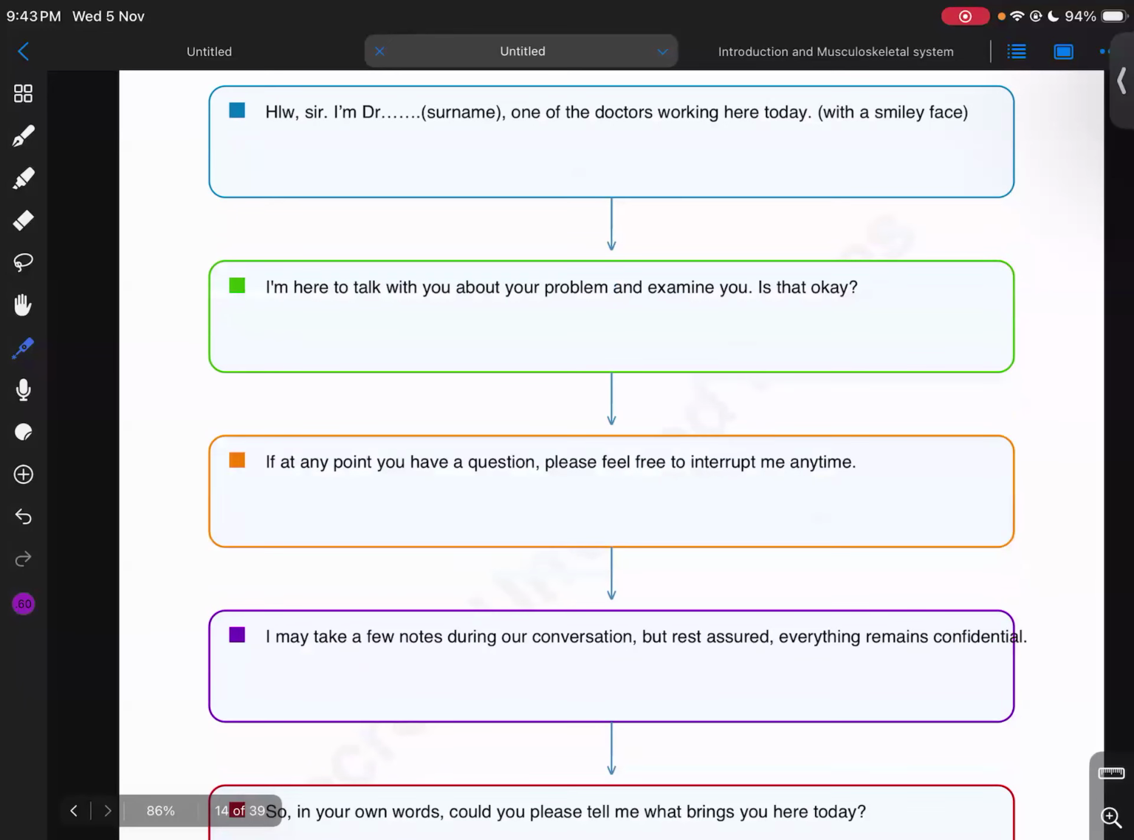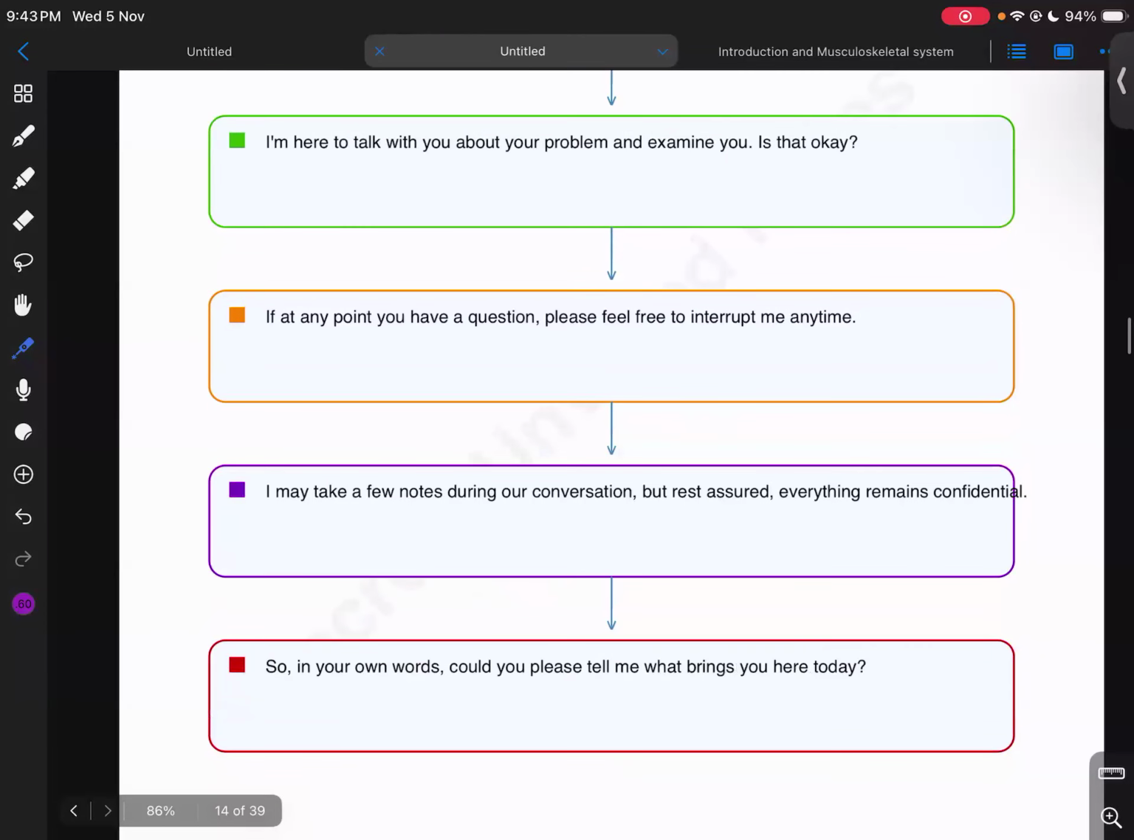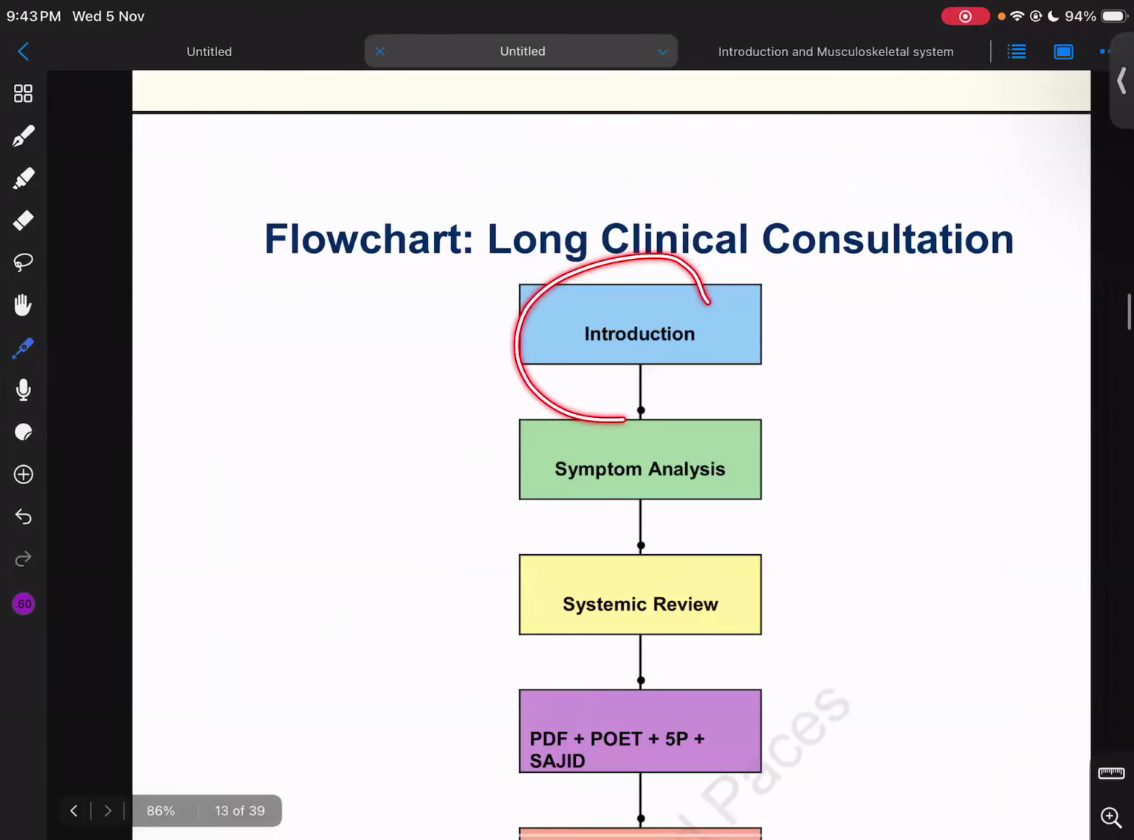Also tell the surrogate that I may take a few notes during our conversation, but rest assured, everything remains confidential, because confidentiality is a great issue in the PACES exam. Then start with the open question, like, so in your words, could you please tell me what brings you here today? Never go for any closed question, like, from your note I have come to know that you have swallowing difficulty. Don't go for that. Ask an open question: what brings you here today? So this will be the introduction.